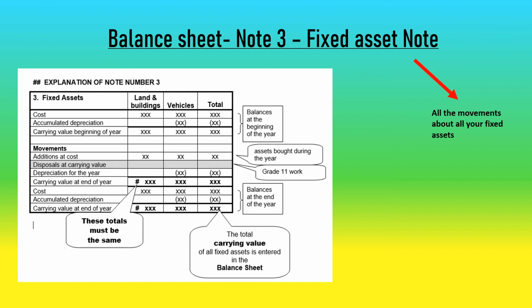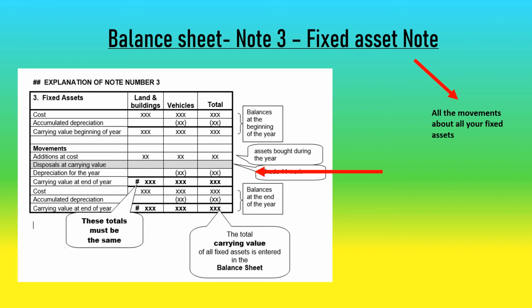Now, your fixed assets are your land and buildings, your vehicles, your furniture, your computer equipment. It could be many things, right? But these are what your fixed assets are, and your fixed asset note tells you the movement on those. So, for example, in this example, you've got your land and buildings and your vehicles, right? And you would see you've got the movements, right?